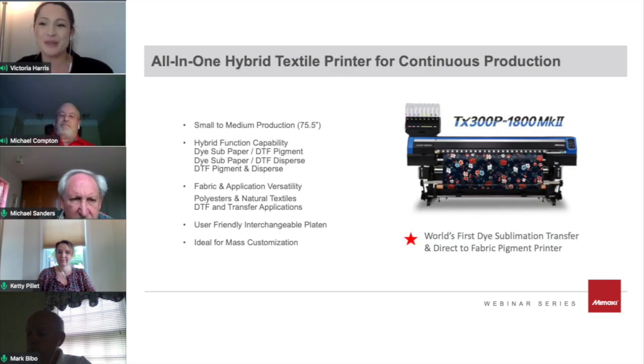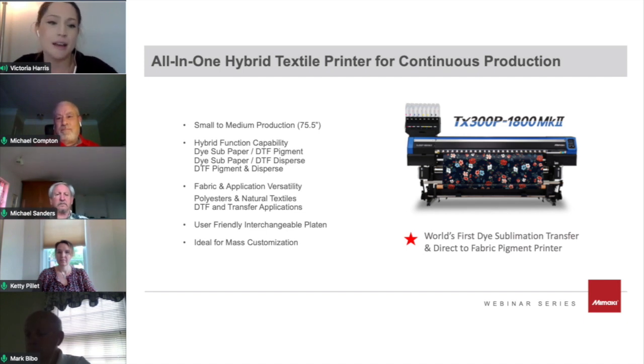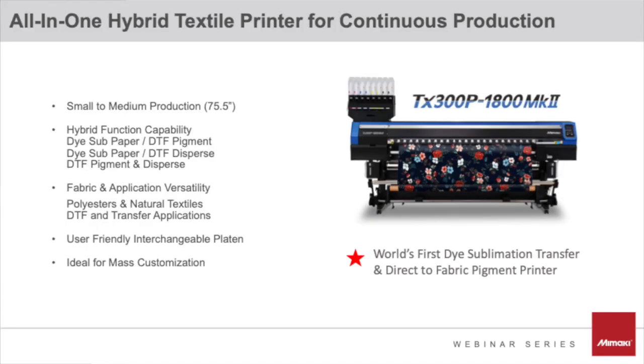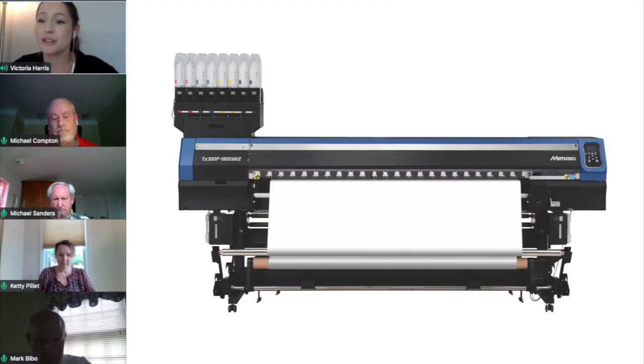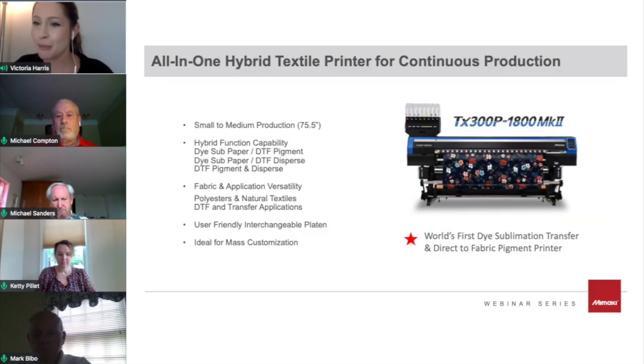Thank you. We're going to move into some of the equipment to create these applications. First here, we're going to look at the TX300P 1800 Mark II. This would be to create smaller soft signage applications. It's a small to medium production printer, 75.5 inch printable width. The cool thing about this printer is its hybrid functions. It allows you to print not just direct to fabric with disperse inks, but you can also print the dye sublimation transfer inks. So you have the versatility to move between paper and fabric.